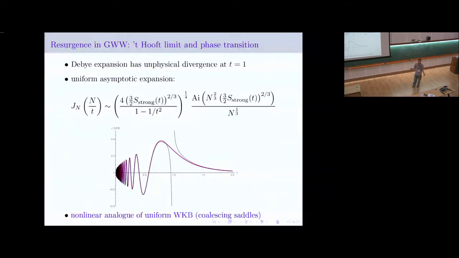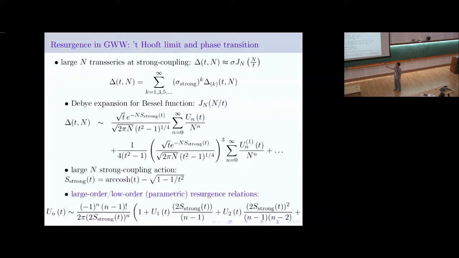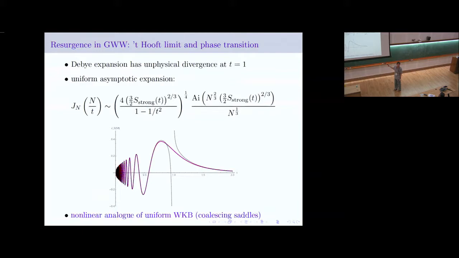It's in terms of our old friend, the Airy function, which is why I spent so much time talking about the Airy function in the first lecture. J_n(n/t) at large n, in fact, behaves like this. An Airy function of this weird combination of exactly that same strong coupling action. And you notice if you now use the asymptotic behavior of the Airy function, you get e to the minus 2/3 this thing to the 3/2. So you recover this exponential. Okay? Is that clear?